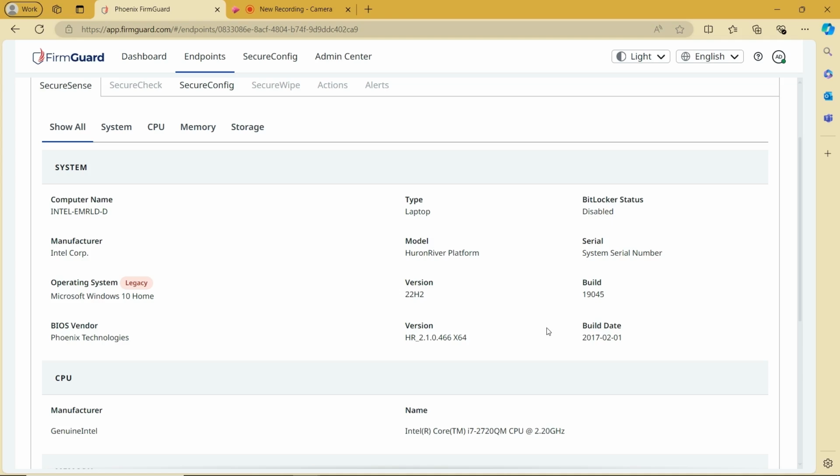Without FirmGuard and SecureSense, it's really very unlikely that you would know exactly how vulnerable a machine is. But here, at a glance, a particular technician can see that this is in legacy mode. It's old, really needs to be replaced.